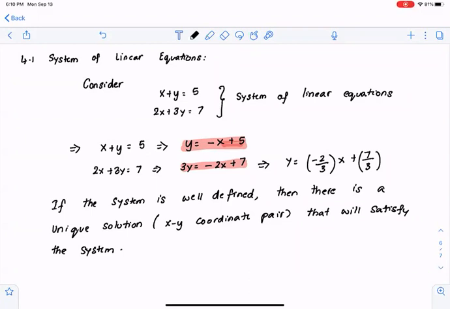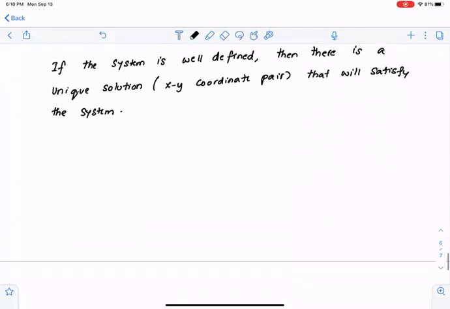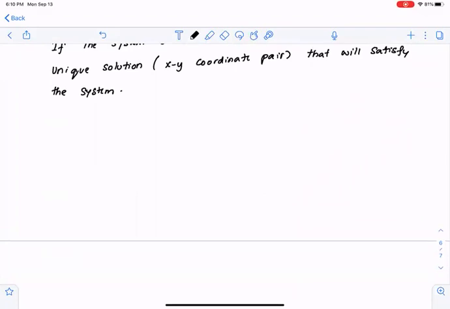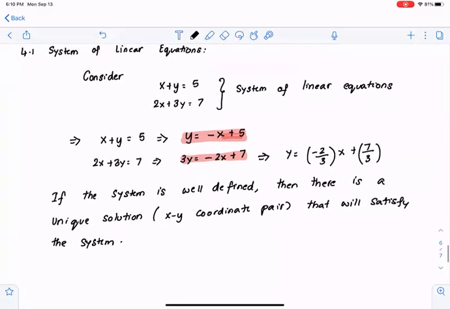So what would it mean for us to find the solution to a system of linear equations? Well, what we're trying to find is simply the point of intersection of the two lines.